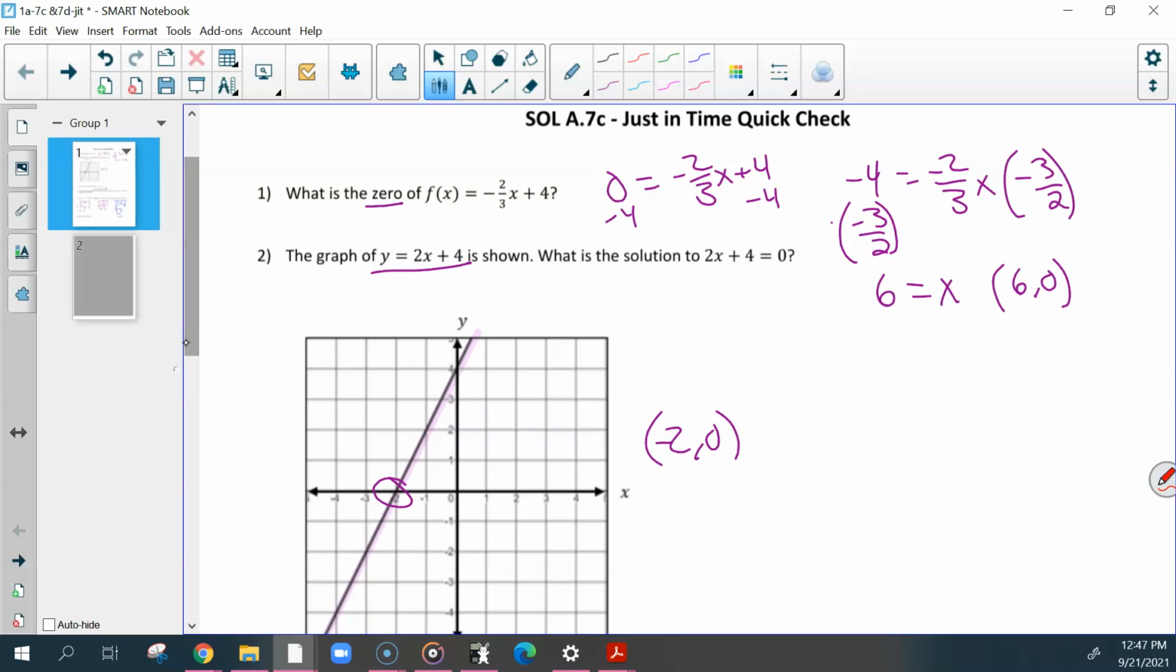This is on side 7C also. For number 2, it gave you the graph of this line, and it asked for the solution. Solution is another word for 0, x-intercept, roots. So I just wanted you to find where this crosses the x-axis, and it crosses it here at -2.